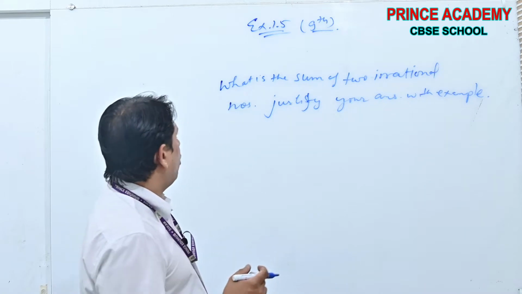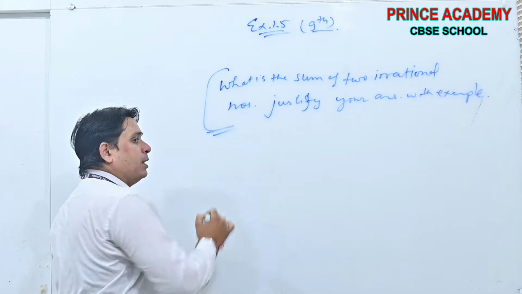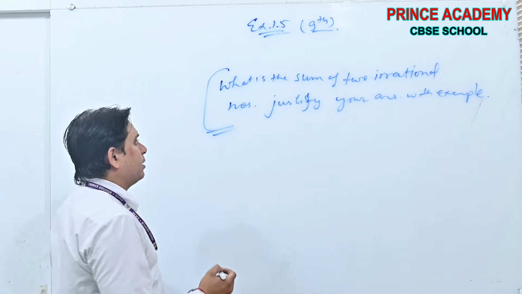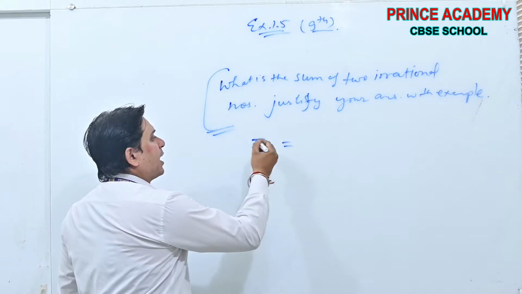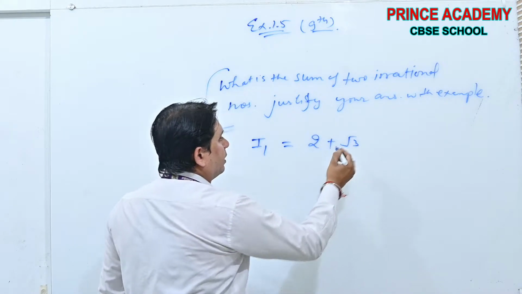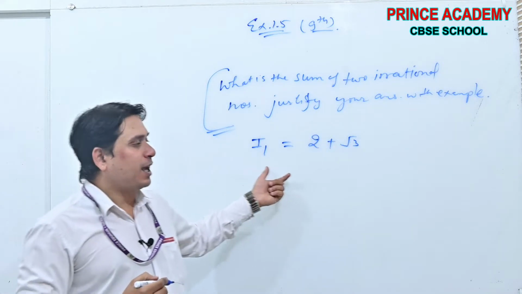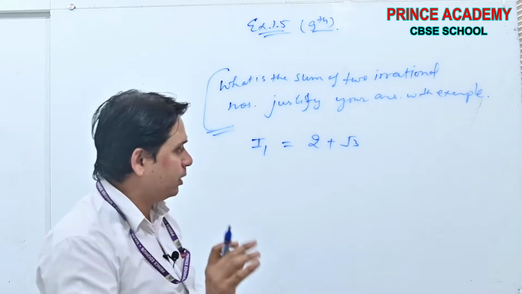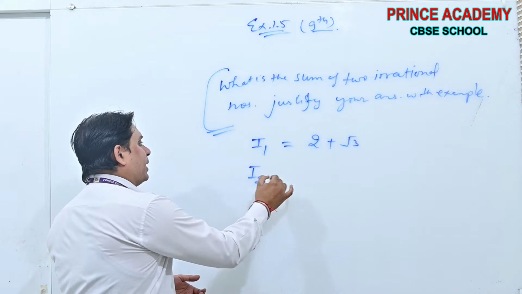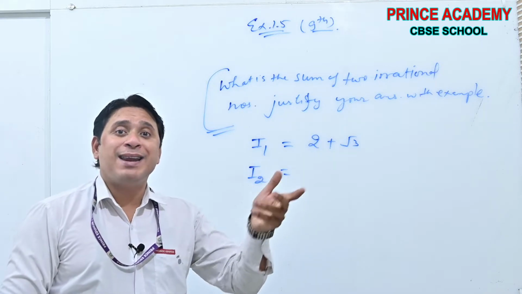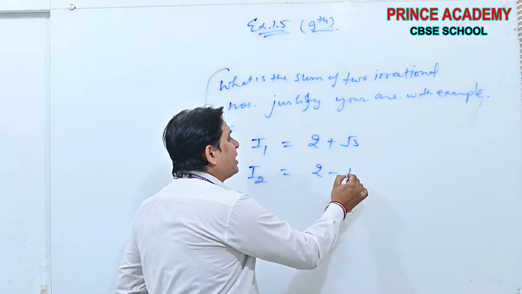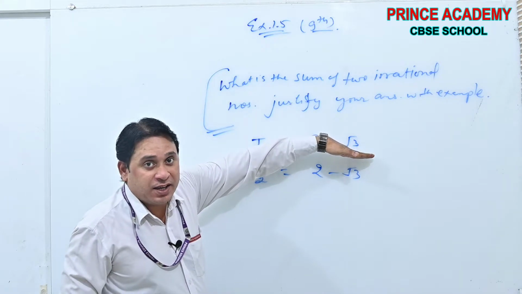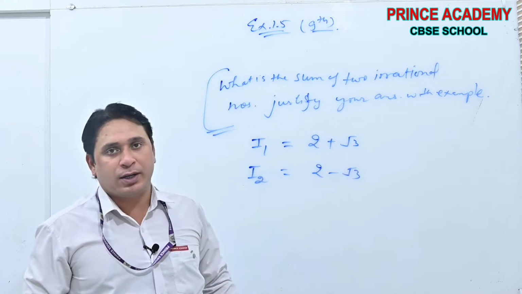Okay. See beta, the same example I would like to give you here. I gave them an example, sir. Suppose the first is the irrational number 2 plus root 3. Yes or no? Is it an irrational number? You will say, yes sir, it's an irrational number. Just we have discussed. Now what about I2? I gave an example, sir, 2 minus root 3. Is this rational or irrational? He said, yes sir, this is also irrational.